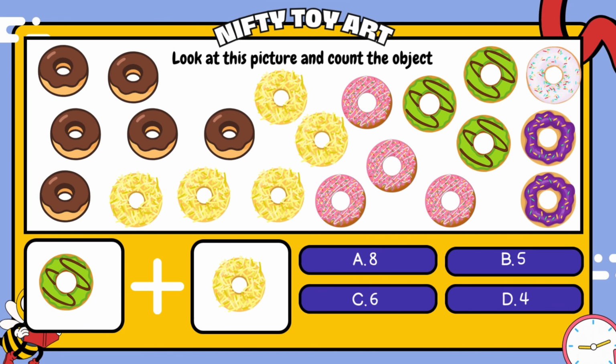I want to take all the green tea donut plus the cheese donut. So what is the total number of donuts? That's right, 8 donuts.